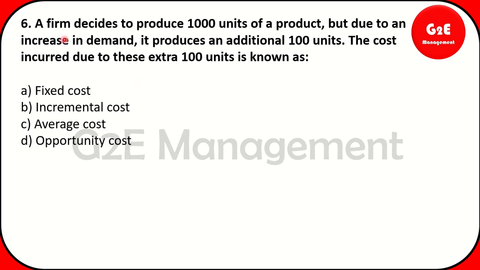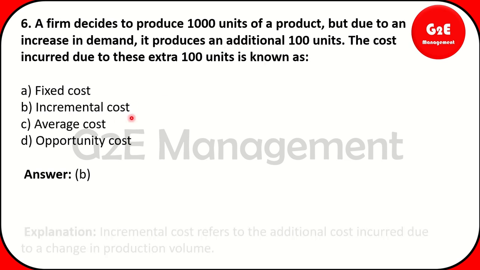For the next question: a firm decides to produce 1000 units of a product, but due to an increase in demand, it produces an additional 100 units. The cost incurred due to these extra 100 units is known as what? Additional, in a sense, what? That is incremental cost. It is increasing. The word itself, additional, is given. That is a clue. So it's called incremental cost.